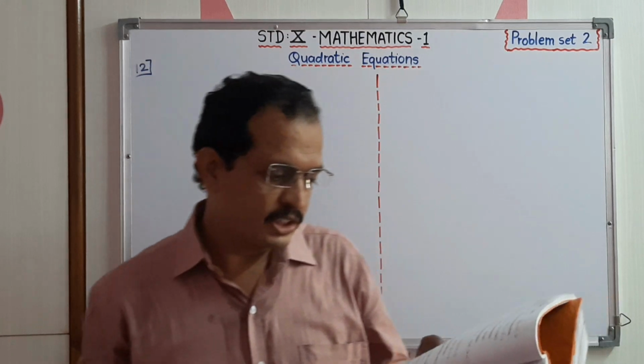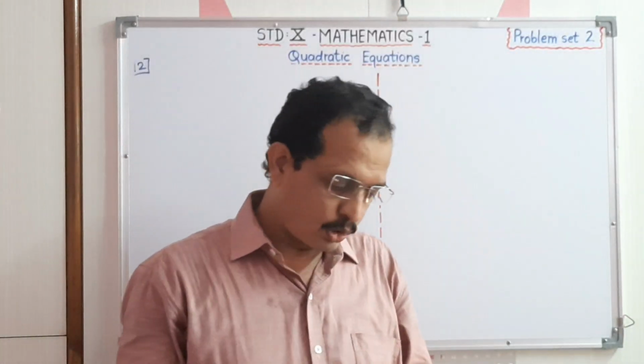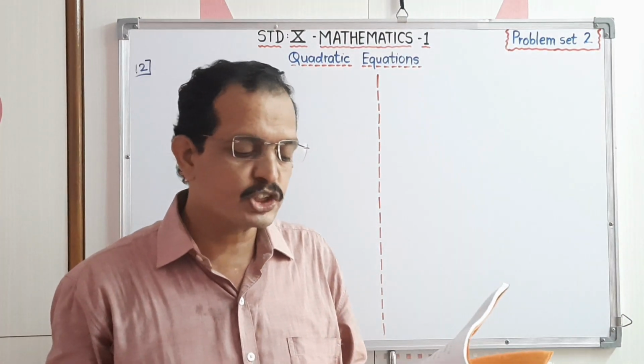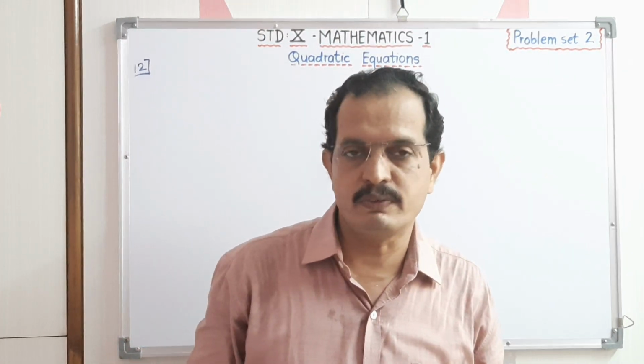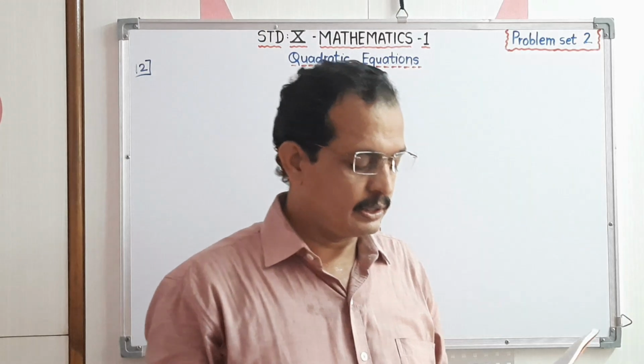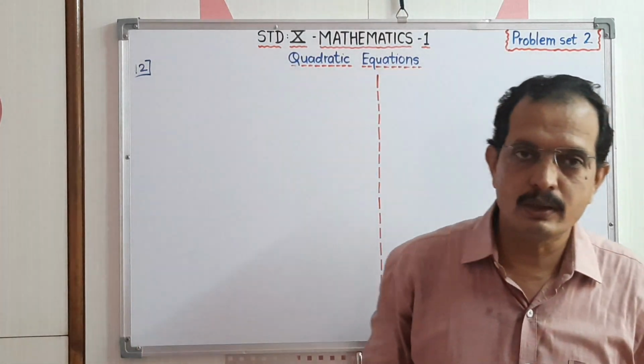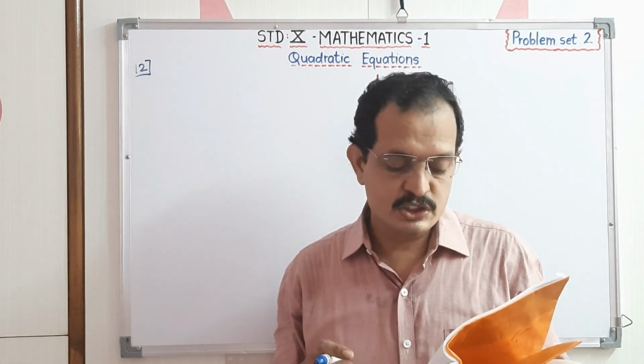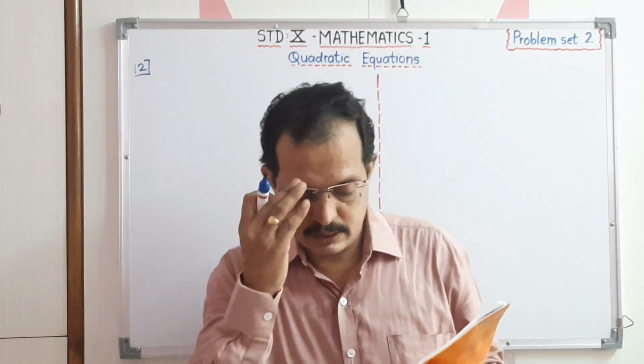See the next question, that is the 12th one. It is an important one. The difference between the squares of two numbers is 120. See, the question is related to numbers. The difference between the squares of two numbers is 120.